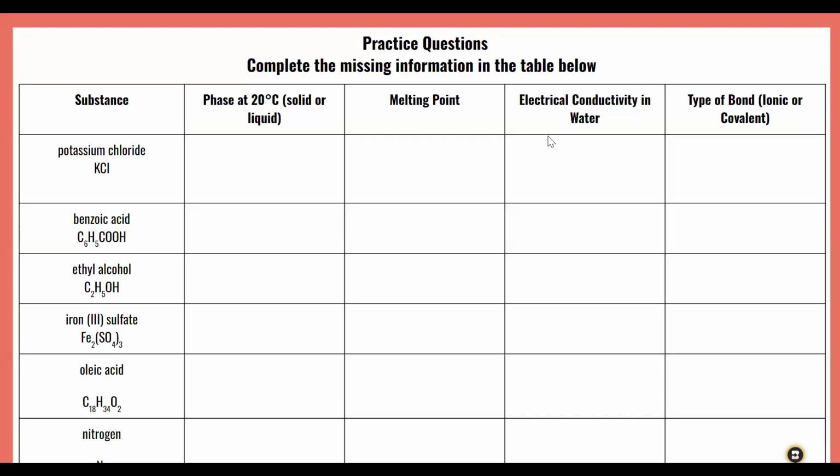Any questions? I would like you to look at these practice questions and fill in the gaps. You look at this: is it solid or liquid? You write it down. Is the melting point high or low? You just say either high melting point or low melting point. You don't have to say the exact melting point. Electricity in water: does it conduct, yes or no? Then type of bond: is it ionic or covalent? So you are applying what you've learned so far in answering these questions.